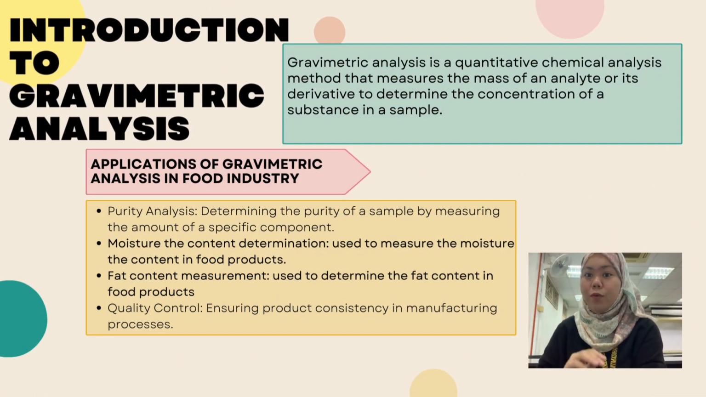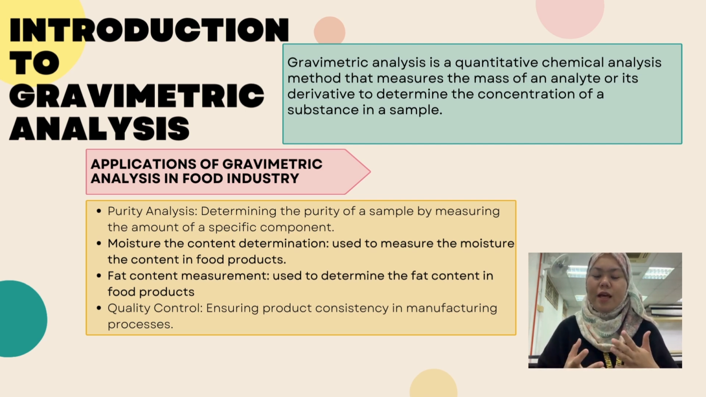Hi, so before we go any further, let's get to know what is gravimetric analysis. Gravimetric analysis is a quantitative chemical analysis method that measures the mass of an analyte or its derivative to determine the concentration of a substance in a sample. Gravimetric analysis is used widely, but today we are going to focus on the food industry only.